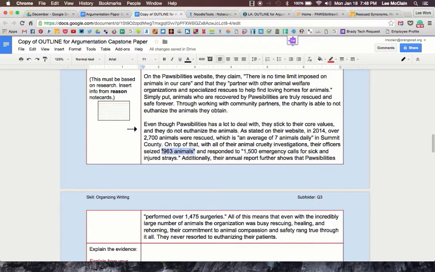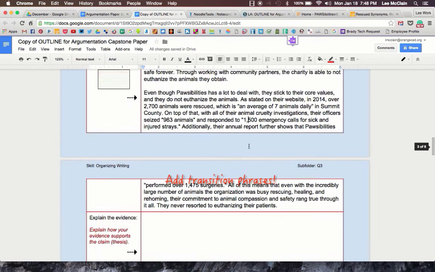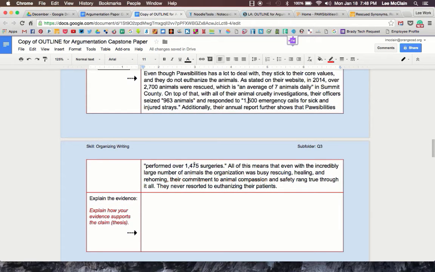I know that this is only 2 words, but again, I put it in quotation marks because they're not my words. Even if it's only 1 word, if I'm putting it in quotation marks, and responded to 1,500 emergency calls for sick and injured strays. Additionally, this is another transition phrase. You need to add them. Their annual report further shows that Possibilities performed over 1,475 surgeries. Okay, so I've given credit. This is where it's from, their annual report.